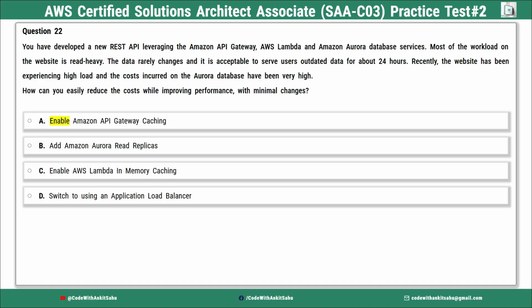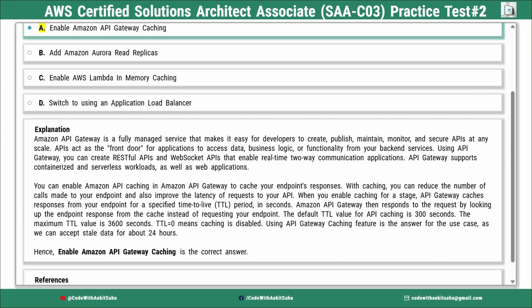Option A. Enable Amazon API Gateway caching. Option B. Add Amazon Aurora read replicas. Option C. Enable AWS Lambda in-memory caching. Option D. Switch to using an application load balancer. Correct answer. Option A. Enable Amazon API Gateway caching.